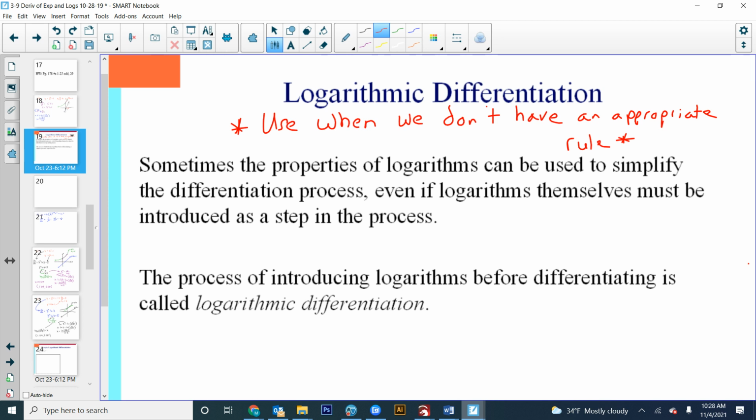For example, what if you saw y equals x to the x? Ooh. X to the 5th would be a power rule. 5 to the x would be an a to the u rule. But x to the x, there's no rule for that. Do you agree? So you say, I don't know that rule.